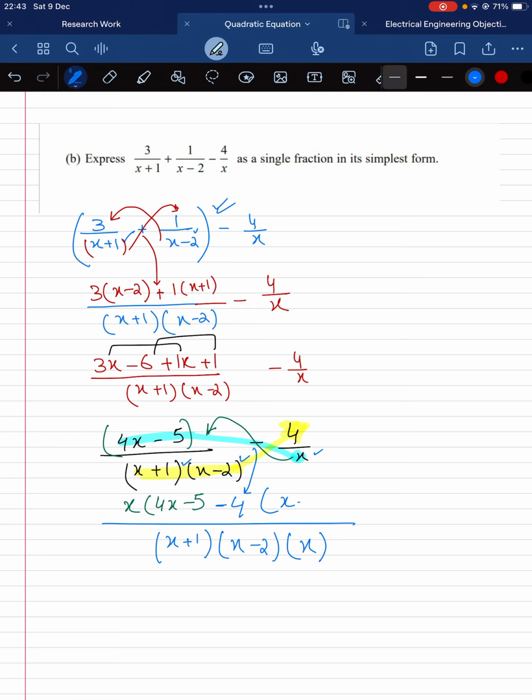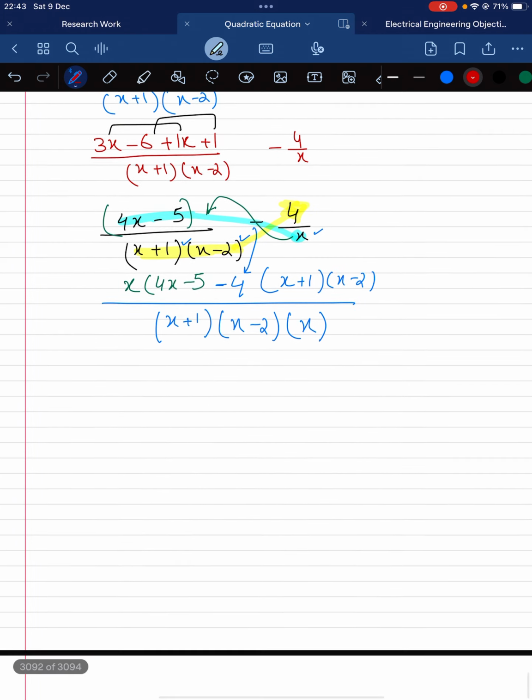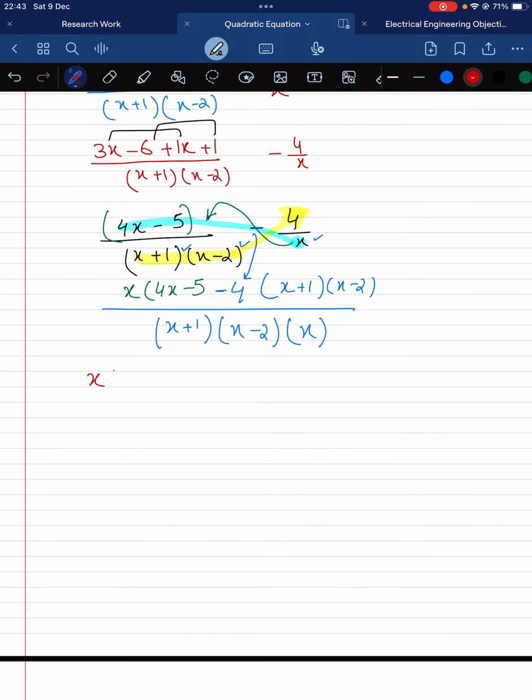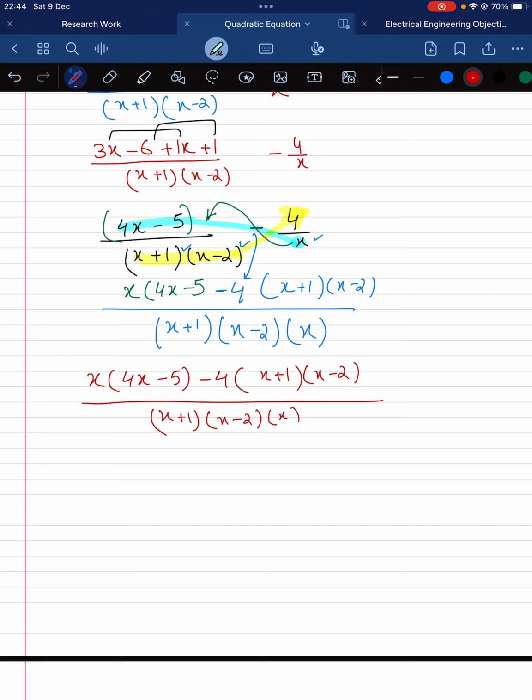So we have x plus 1 and x minus 2. So we can write it like this. First we write it in neat form, then we will solve it. x into 4x minus 5 minus 4 into x plus 1 into x minus 2 over x plus 1. You don't need to multiply the denominator, or open the bracket in the denominator. You can leave it like this now, but you need to open the bracket of the numerator.